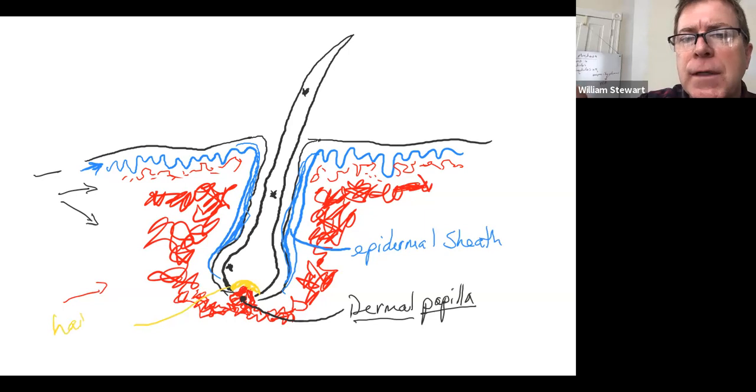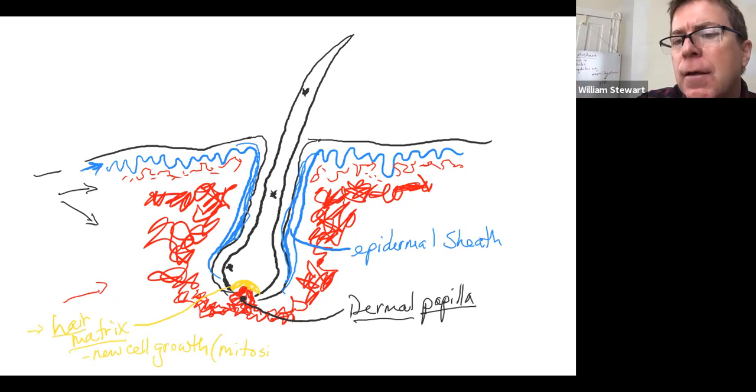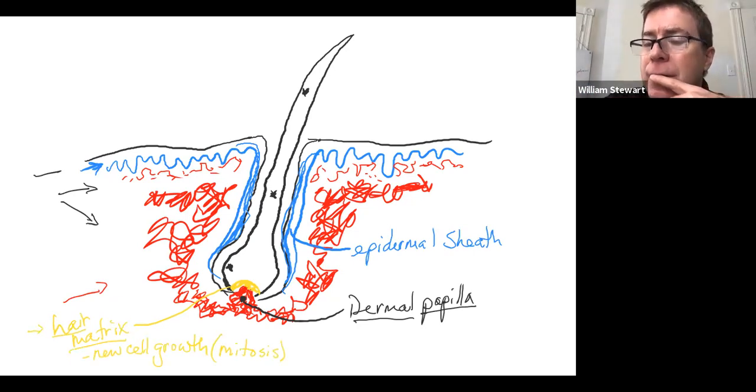And what's such a big deal about the hair matrix is that is where we get new cellular growth. So there's stem cells here, just like in the stratum basale. So I'm going to write new cell growth, in parentheses, mitosis. So we get mitotic cellular division of new cells. So there's stem cells there. And guess what? They're just cranking out new cells all the time, just like in the skin.